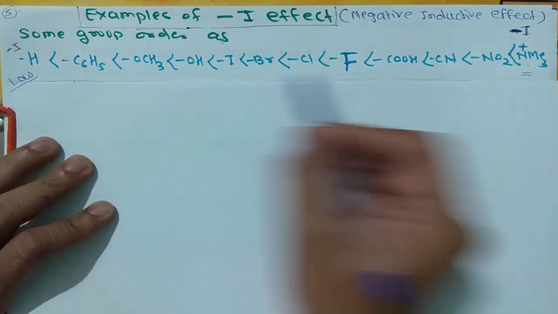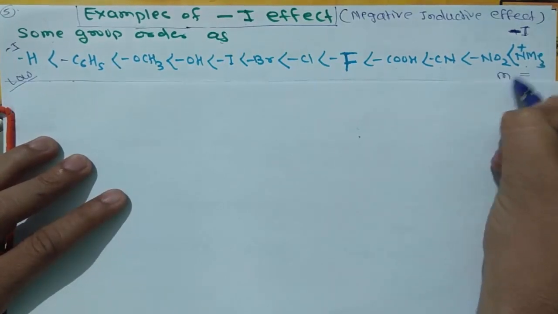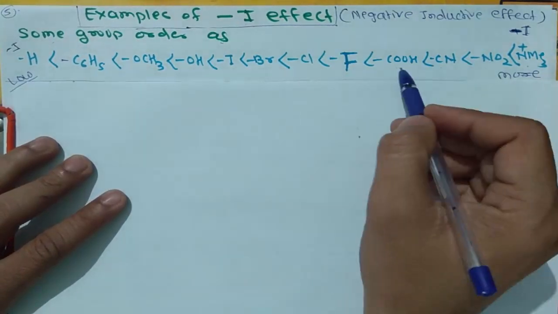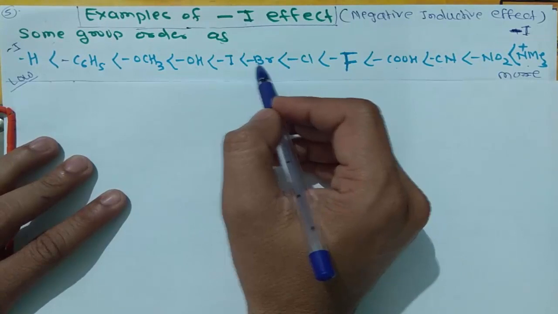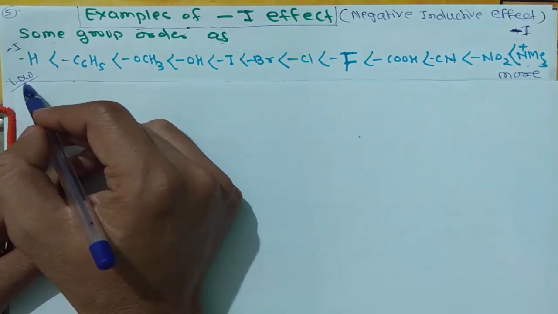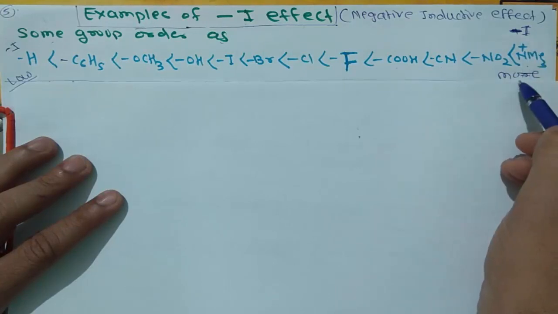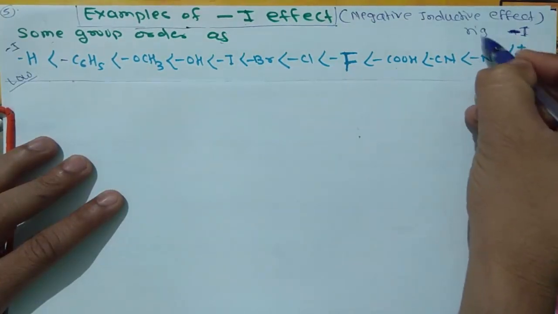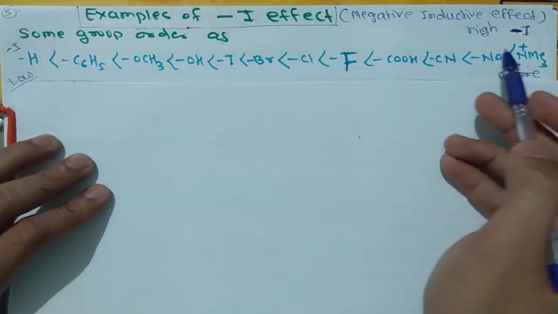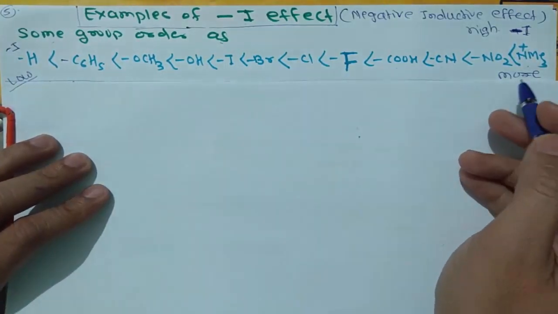In this order, NMe3+ has the highest minus I effect. Then NO2, then cyanide, CHO, fluorine, chlorine, bromine, iodine, OH, OCH3, and C6H5; hydrogen has the lowest minus I effect. And NMe2+ also has a high minus I effect. That is the increasing order of the functional groups which show the negative inductive effect. This order is very important for the IIT and NEET examinations.